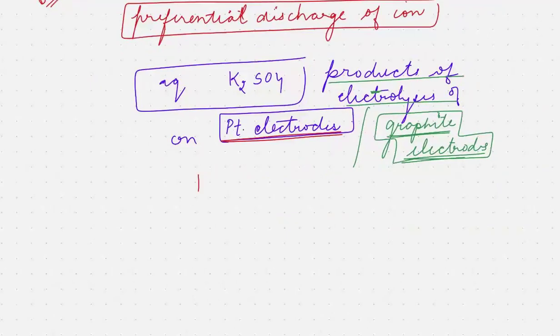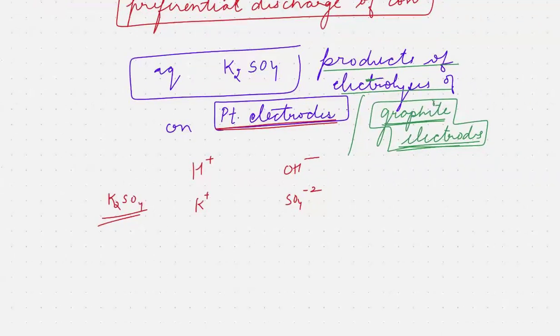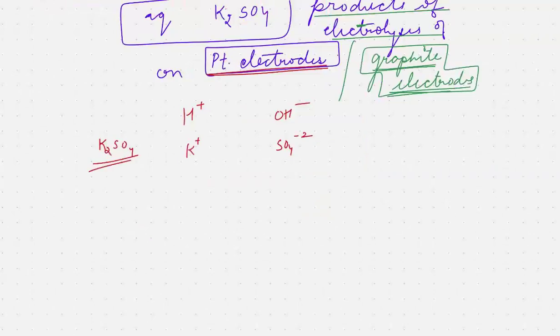How do we make it? Aqueous means it has water. So water will give H plus and OH negative. And K2SO4 here is going to be K plus and SO4 minus 2. Yes or no? So what is going to be the product here? Just tell me. I hope you're understanding. Got it?